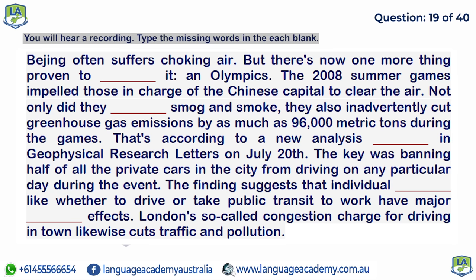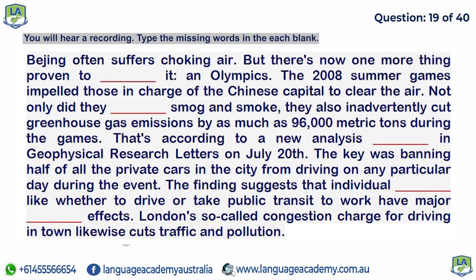Beijing often suffers choking air. But there's now one more thing proven to dissipate it, an Olympics. The 2008 Summer Games impelled those in charge of the Chinese capital to clear the air. Not only did they banish smog and smoke, they also inadvertently cut greenhouse gas emissions by as much as 96,000 metric tons during the Games. That's according to a new analysis published in Geophysical Research Letters on July 20.